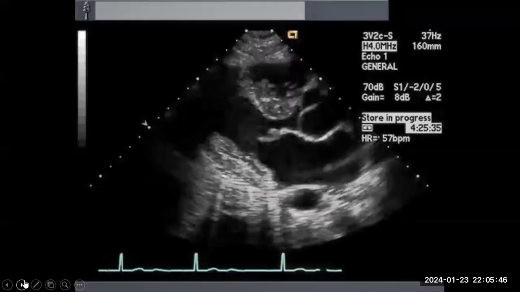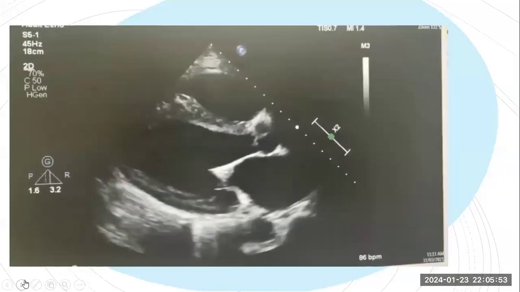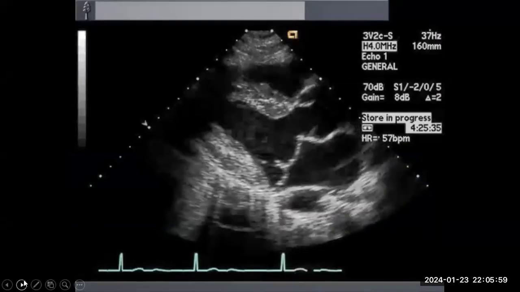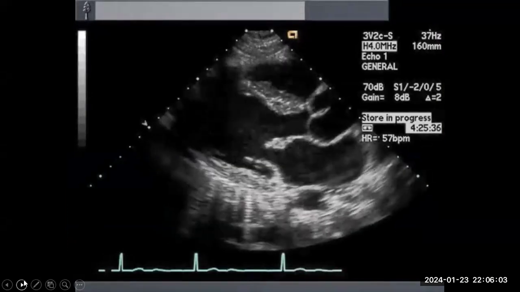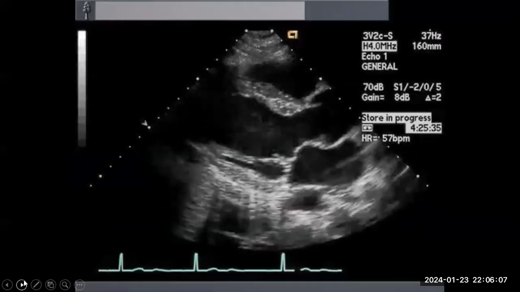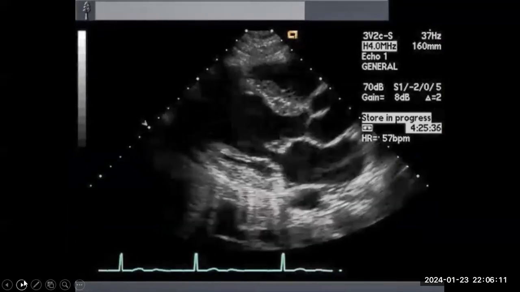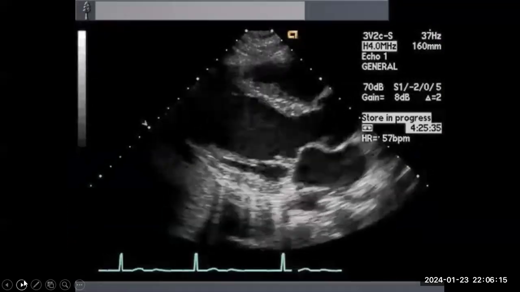What else here? I can see the mitral valve also looks like some prolapse. Anterior leaflet only or both? Both. Both leaflets are collapsing. Am I right? So mitral prolapse, significant dilated aortic root, aortic regurgitation, maybe. Okay, excellent.